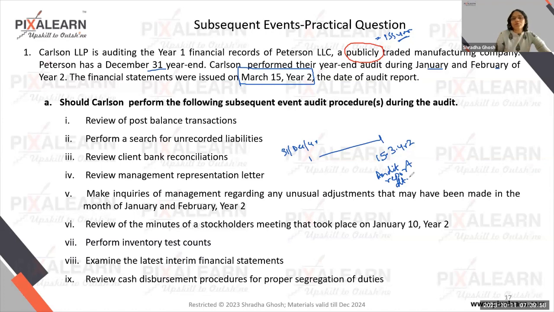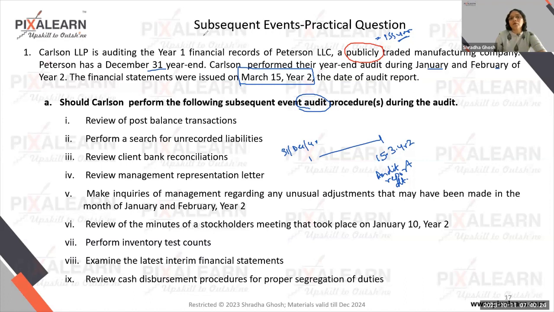So, each one of them, I'm going to take it and I want you guys to answer. I'll take turns in case you guys are interested. Review of post balance sheet. So, when I'm doing the subsequent event audit procedures, what is it that I should be doing? As an auditor, what are the things which will entail my subsequent event auditing process? What should I be doing?